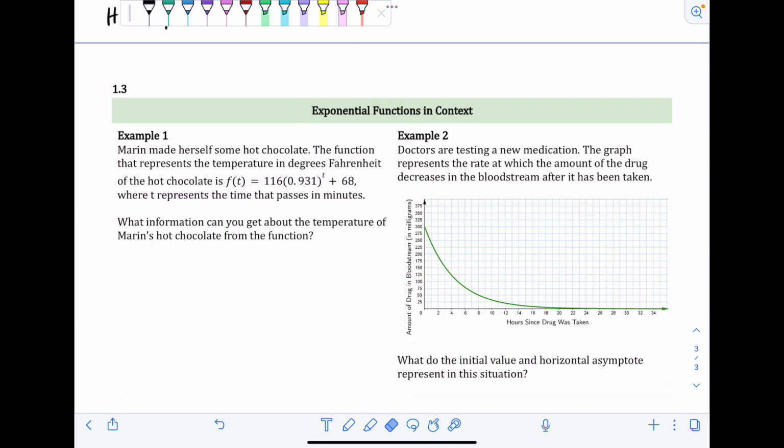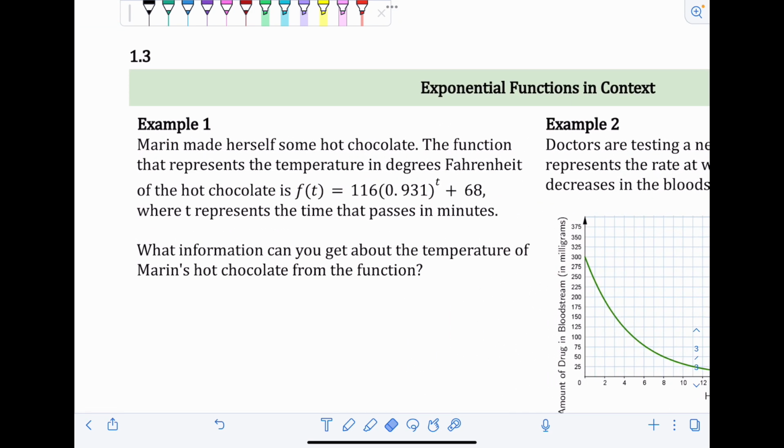(1.3) is exponential functions in context, so trying to identify as much information from these functions in a real life situation. So example 1, Mary made herself some hot chocolate. The function that represents the temperature in degrees Fahrenheit of the hot chocolate is f of t equals 116 times 0.931 to the t plus 68, where t represents the time that passes in minutes. What information can you get about the temperature of Mary's hot chocolate from the function?